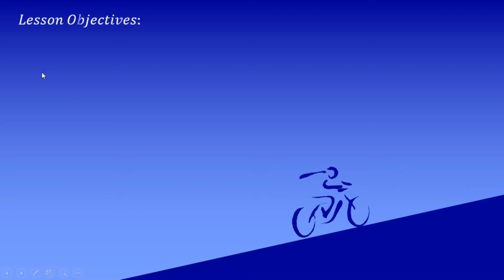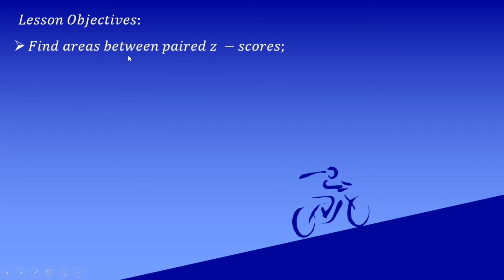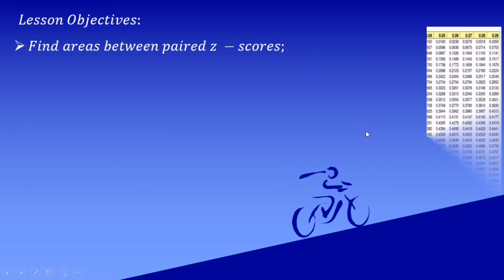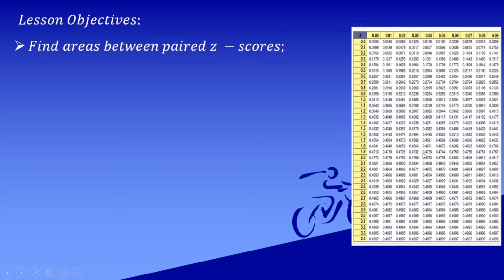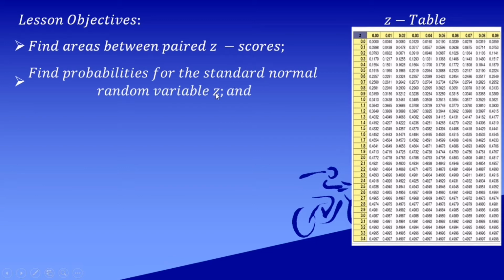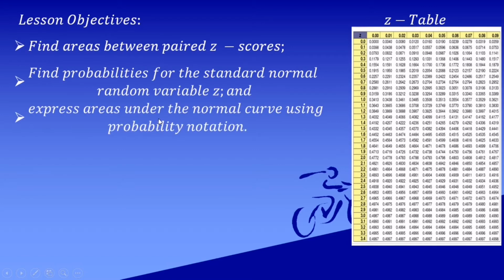We have here a list of objectives. So, find areas between paired z-scores. So, ito yung ating table of areas under the normal curve, and it is also known as the z-table. Number 2, find the probabilities for the standard normal random variable z. It is constructed of 4 decimal place number that gives a probability of the normal curve. Okay, number 3, express areas under the normal curve using the probability notations.